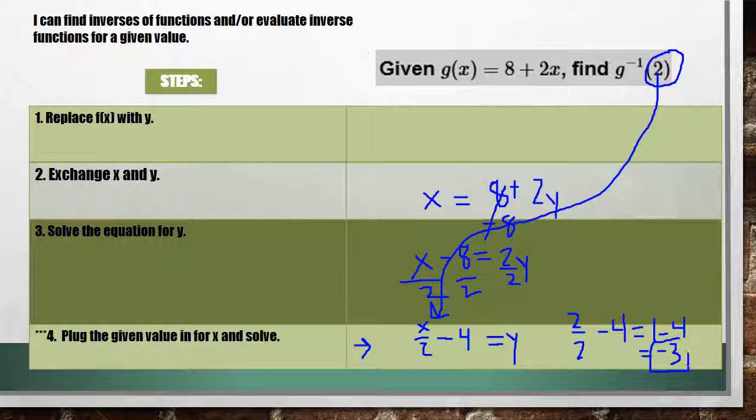And you see that we got a single number out because we were given a value inside here to evaluate for. Okay, that's it. If you have any questions, please ask your teacher.